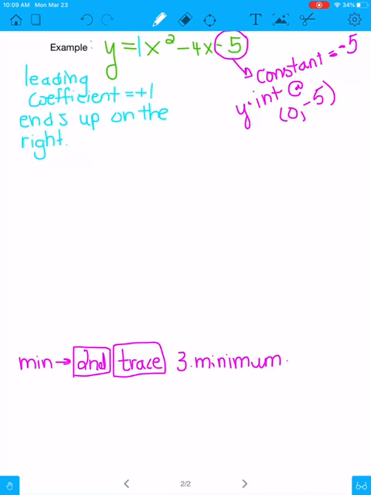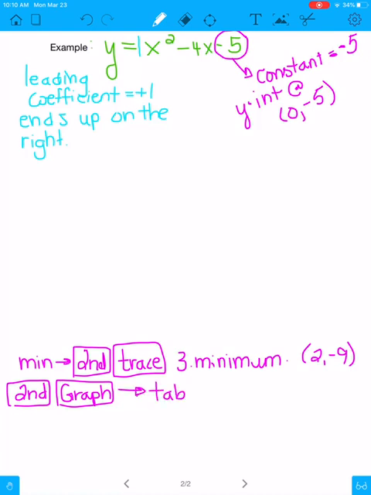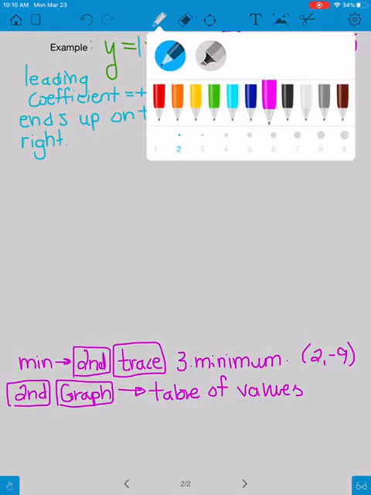So we have 2 and negative 9 as our minimum once we use our calculator. The other thing we can do is go second, graph, and it pulls up our table of values, and that's where I'm going to get all the rest of my points from. This gets you your table of values, a whole bunch of x and y's that are on that graph. All right, now for the fun, sketching.